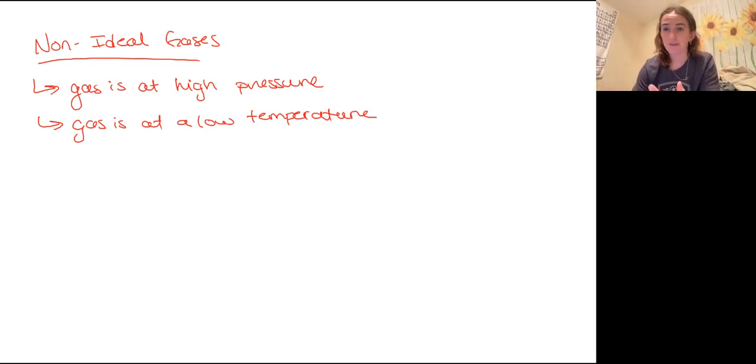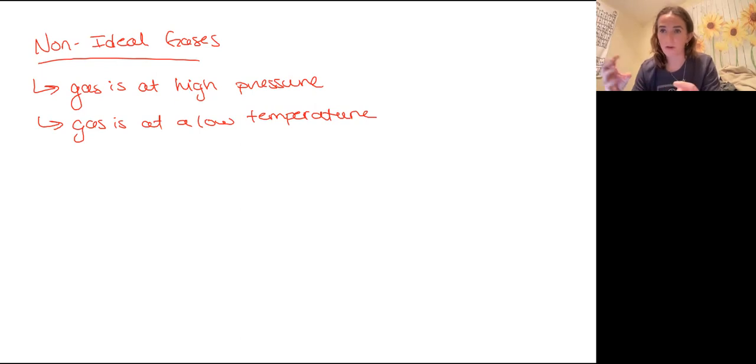Same thing if we took water, right? That's a liquid. If we wanted to make that solid, we have to put it in the freezer, which is a colder temperature. So that makes it an ice cube instead. So if something is at a cold temperature, it's going to act more as a solid. And then if it's at a high pressure, it's going to act more as a solid or a liquid would.